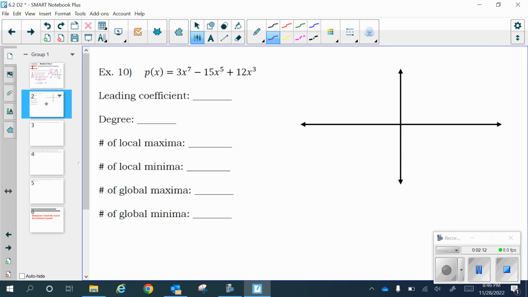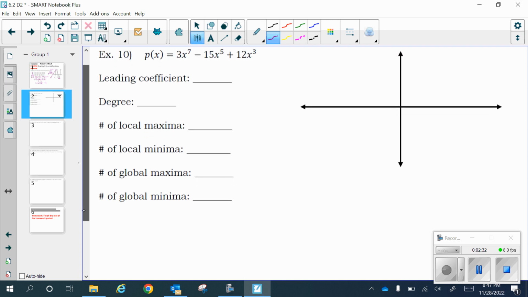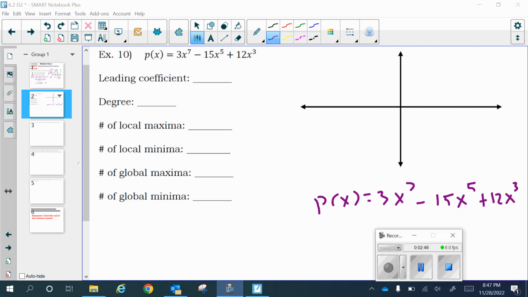All right, so let's go ahead and finish up the notes now. On example 10, I'm told that p of x equals 3x to the 7th minus 15x to the 5th plus 12x cubed. The problem with this example compared to examples 8 and 9 that we did yesterday is that example 10 is not in factored form. So I need to factor this out. I'm going to go to the bottom right here and factor it: p of x equals 3x to the 7th minus 15x to the 5th plus 12x cubed.